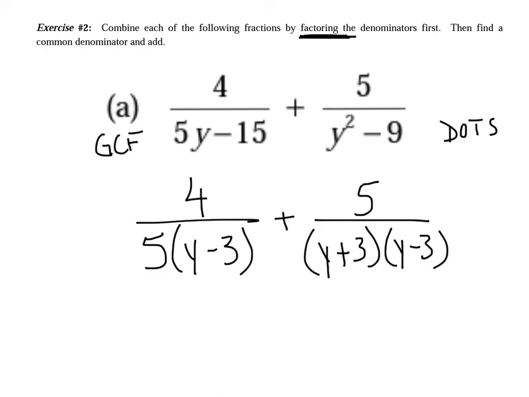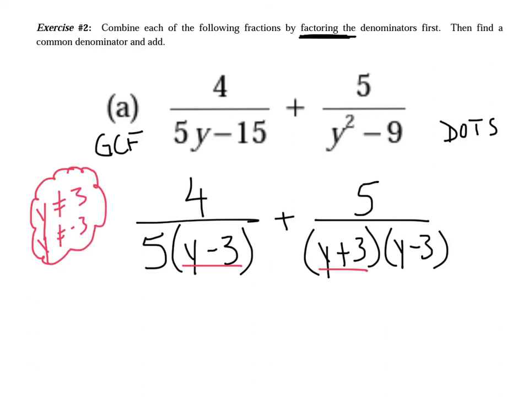Now, what are our domain restrictions? I'm going to say there's two restrictions. If I set the first denominator here equal to 0, I'm going to say y is not allowed to equal 3. And you'll notice then on the second rascal there, y is not allowed to equal negative 3. So those are the two restrictions we're going to put on our domain, because that's what makes them undefined.